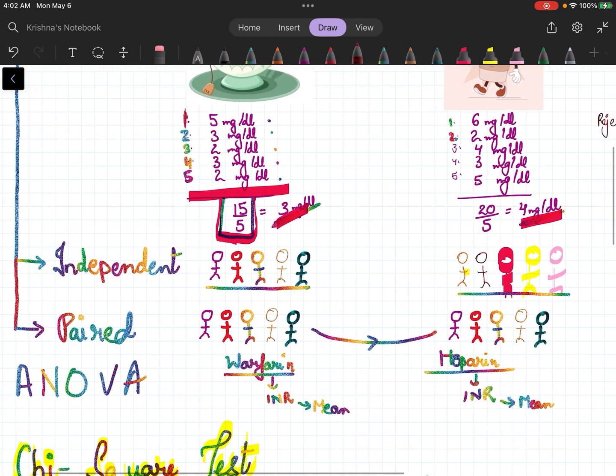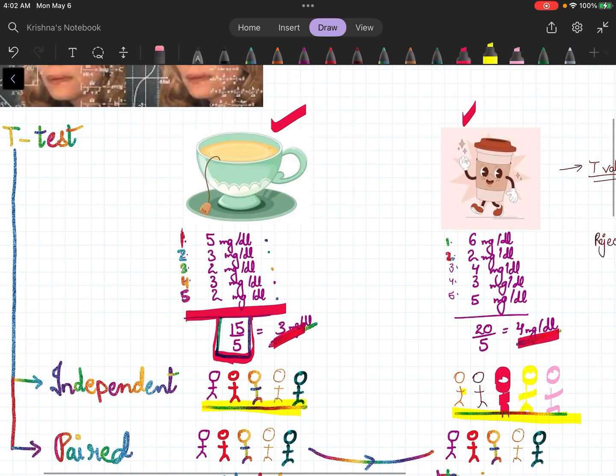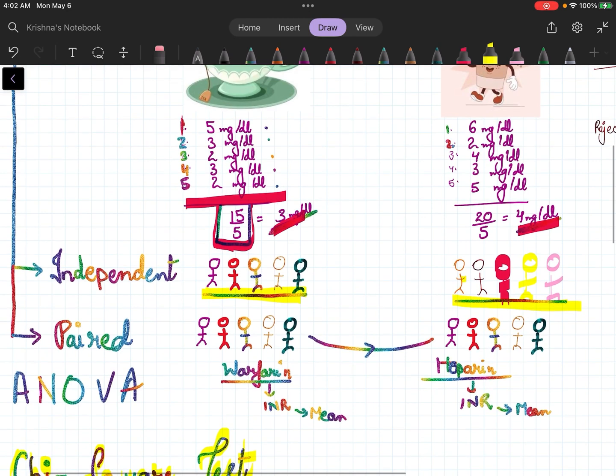So now there are two main types of t-test. There is an independent t-test and there is a paired t-test. The independent t-test is used when you have got two separate groups. As you can see, I've demonstrated it with different colors. So when we are dealing with two different groups that are not related to each other, like our tea group and our coffee group, that is an independent type of t-test.